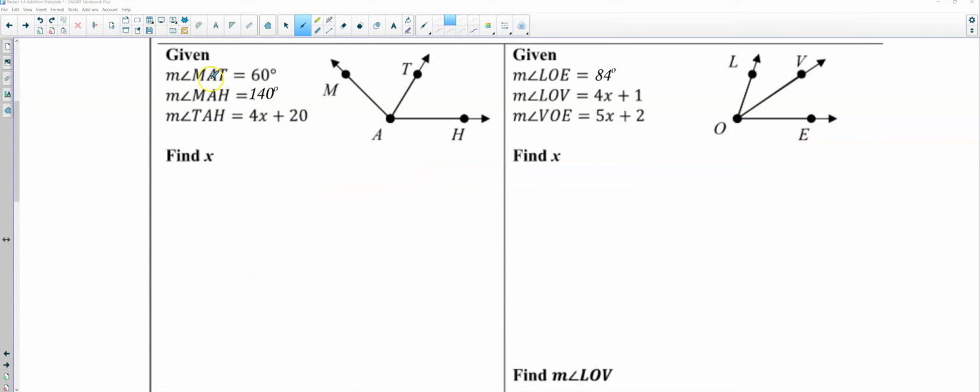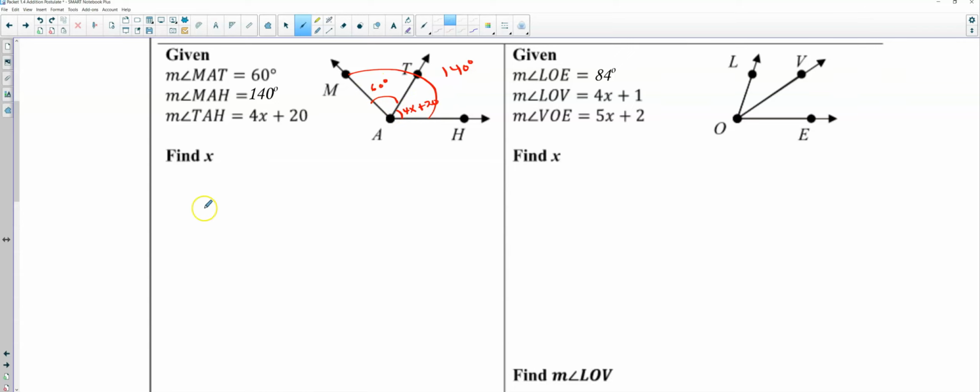Given that the measurement of angle MAT, here is MAT right here, this angle is 60 degrees. And the measurement of angle MAH, this whole angle right there, the whole thing is 140 degrees. And then the measurement of angle TAH is 4x plus 20. So this angle right here is 4x plus 20.